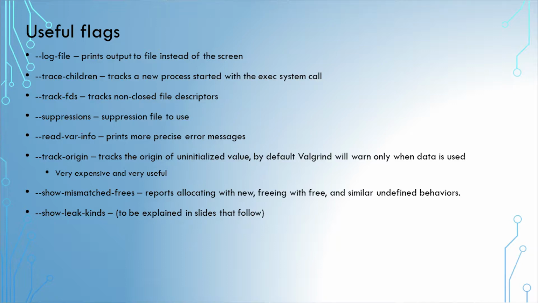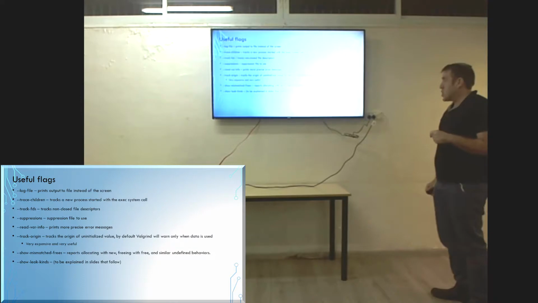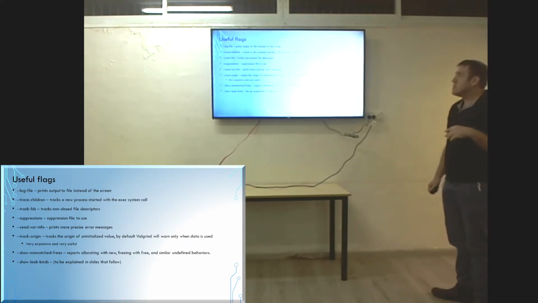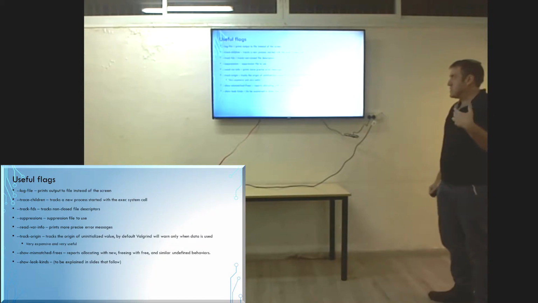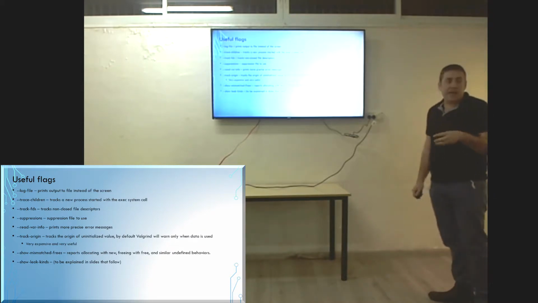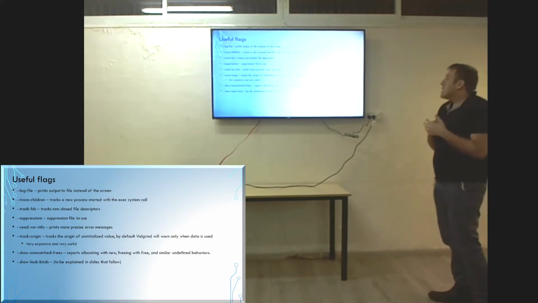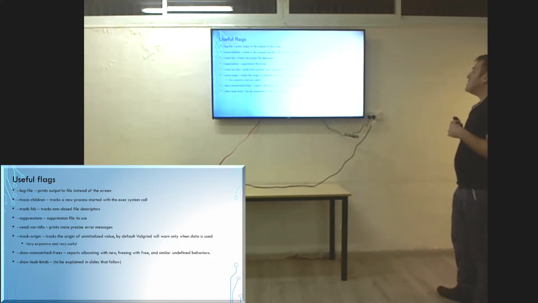Track FDs tracks non-closed file descriptors. At the end of the application, you're supposed to close everything, basically. Suppressions is a suppression file. Read var info prints more precise error messages in some situations. Track origins is very useful and very expensive in time. What it does, if you're using an uninitialized value, it will tell you where it came from, because sometimes, we'll talk about it.